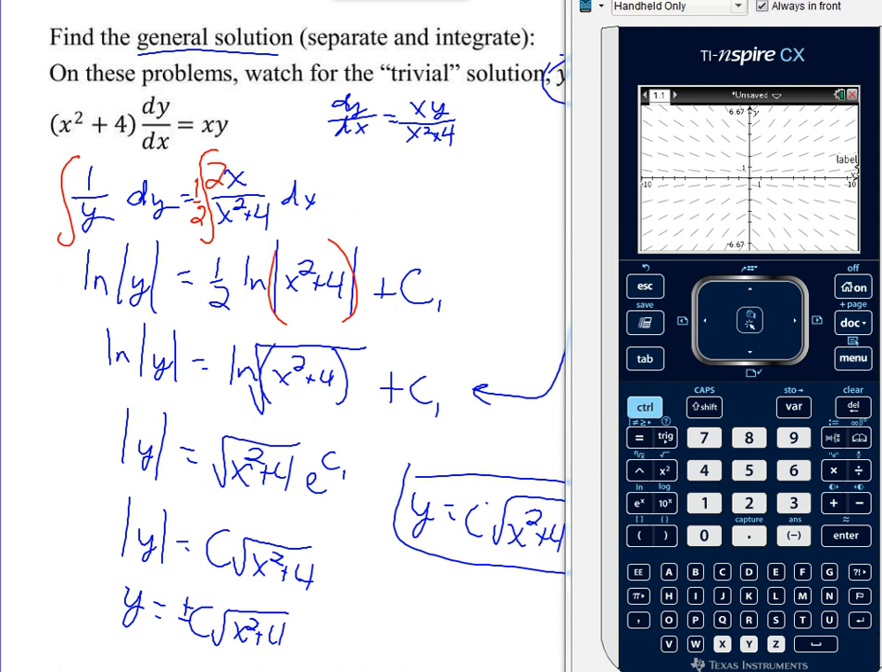So if I were to put an initial condition in there, you would see probably some sort of parabola-looking shape here on one side, or some sort of parabola-looking shape on the other side. However, you would never come up with a graph that actually crosses. So that's what's meant by the trivial solution.